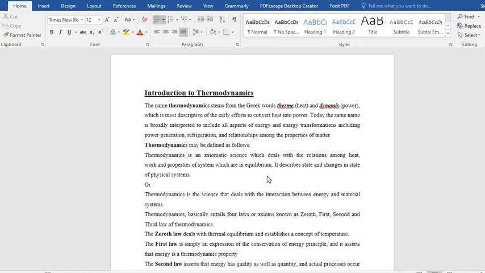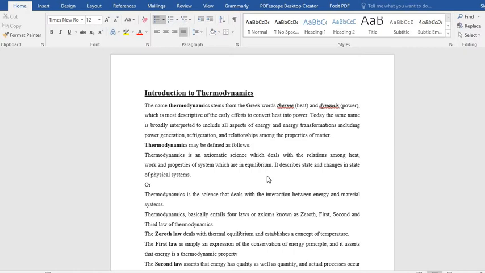Whatever the laws it's based on, we have four laws in thermodynamics, and it starts with the zeroth law of thermodynamics. Then we have the first, second, and third laws of thermodynamics. The zeroth law was developed after the first law, but whatever the zeroth law signifies, it has to precede the first and second laws. That's how the names have been given. So what is the purpose of the zeroth law? The zeroth law gives the concept of temperature. It deals with the concept of thermal equilibrium.